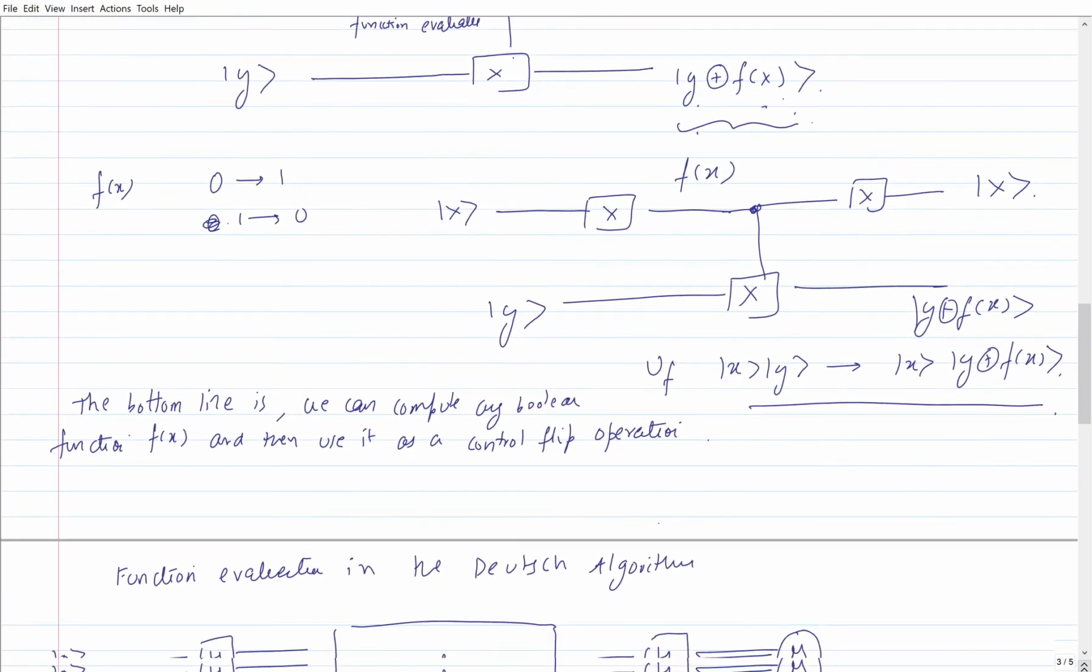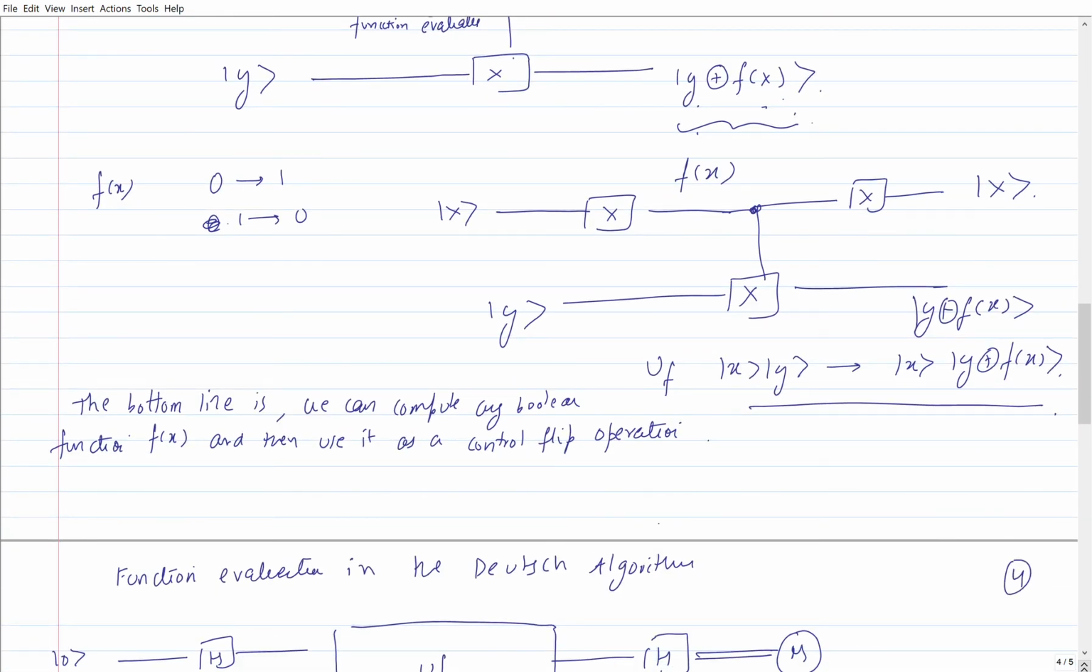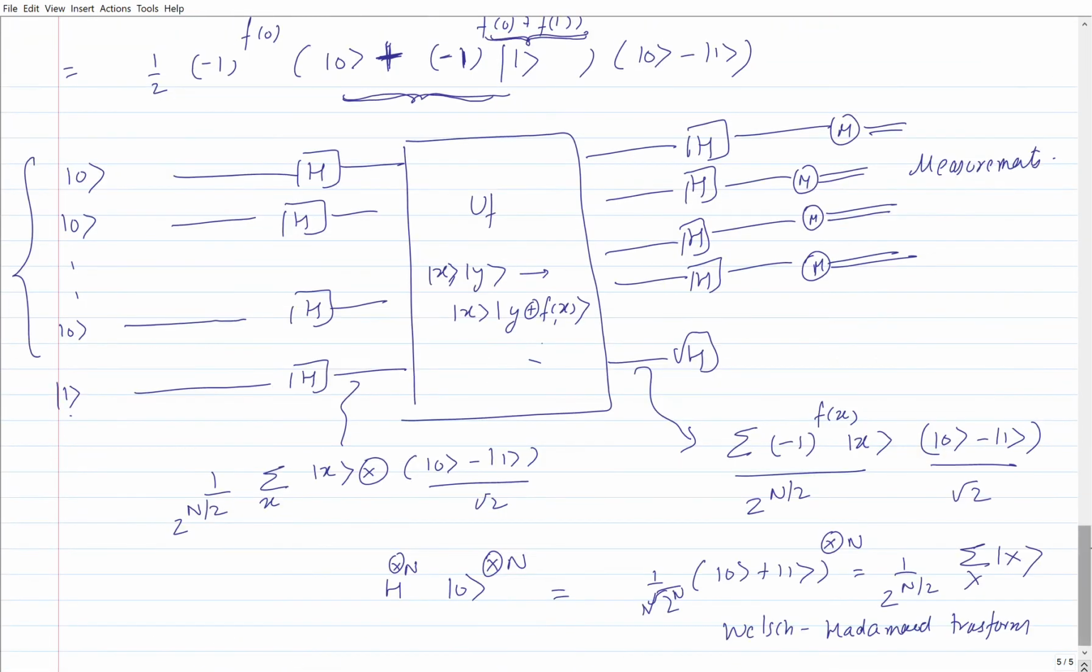Just want to label the page number. This is 4. This is 5, 6.